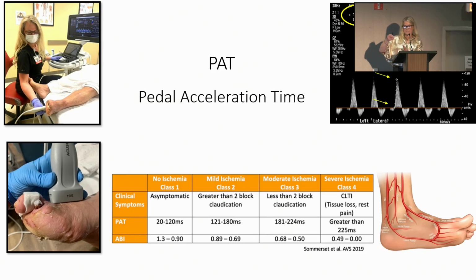And so when we go on to the classification, class 1 being normal, then we have class 2, which is more consistent with long-distance claudication, class 3, more consistent with short-distance claudication, and then class 4 is the worst, which is consistent with tissue loss and rest pain. So pedal acceleration time is just the measurement of time in milliseconds of how fast that waveform is rising. So it's an objective number that we can then put to this criteria and say, you have mild ischemia.